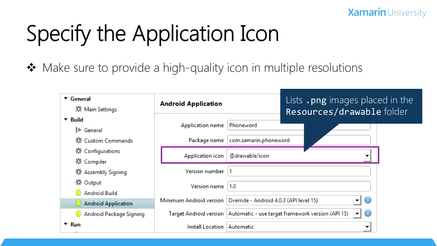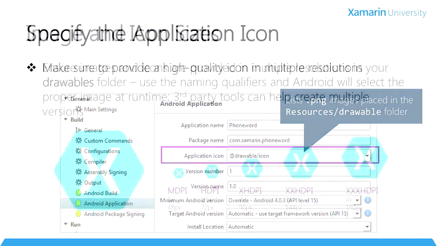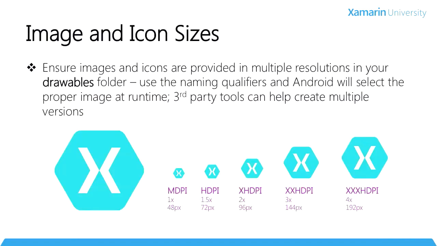Also be sure to provide an application icon. This is the icon that is going to be used in the settings application on the device. This is not the icon that is going to be shown on the launch screen. The launch screen icon is actually defined inside the main activity in the attribute that we set there. Talking about icons and images.